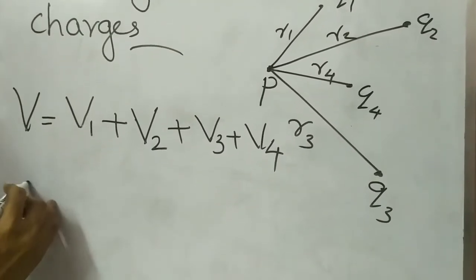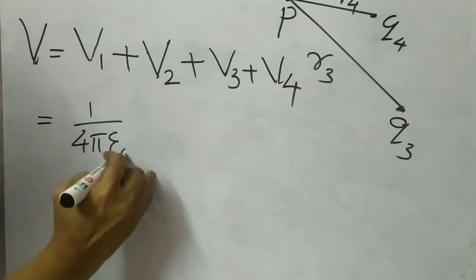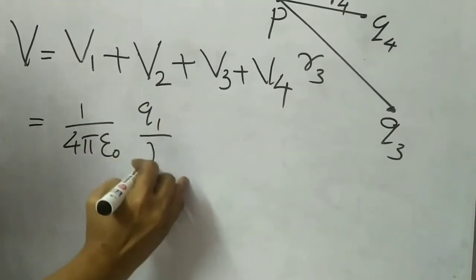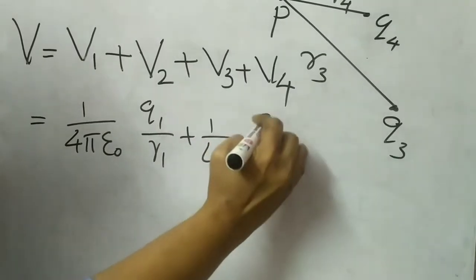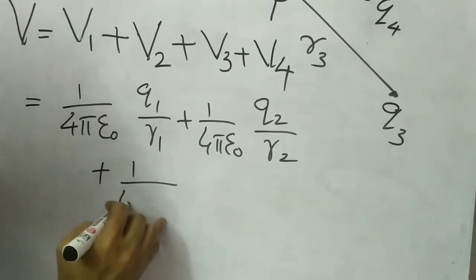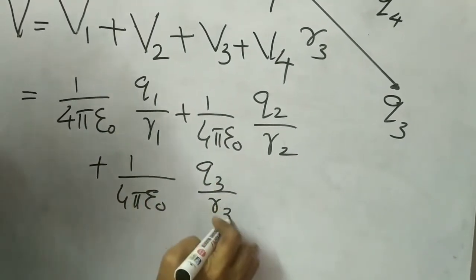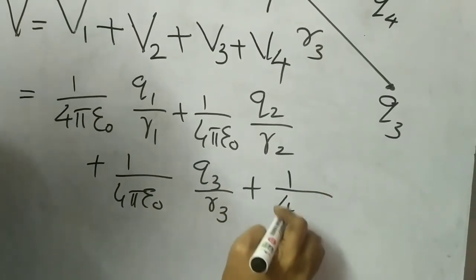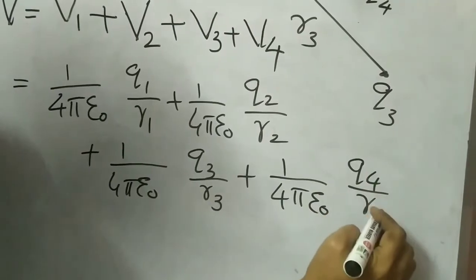If you are writing that equation, we can write 1 by 4 pi epsilon 0 Q1 by R1 plus 1 by 4 pi epsilon 0 Q2 by R2 plus 1 by 4 pi epsilon 0 Q3 by R3 plus 1 by 4 pi epsilon 0 Q4 by R4.